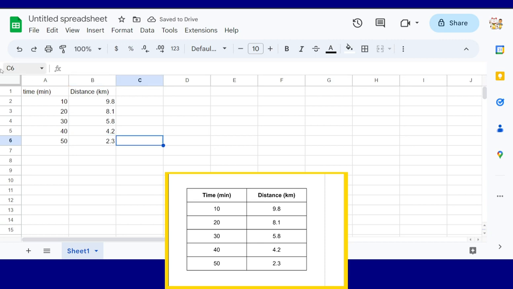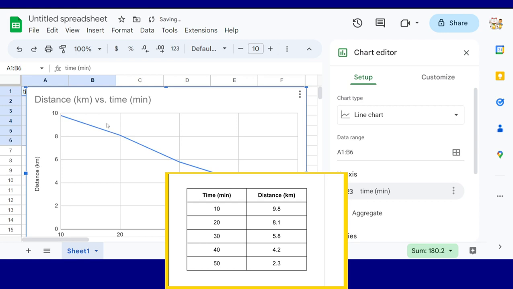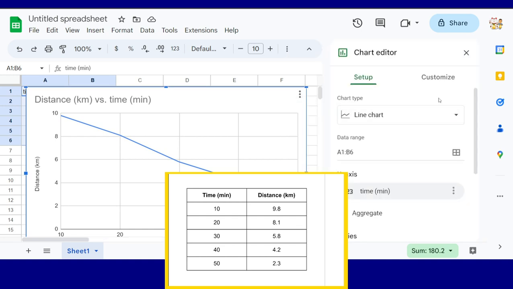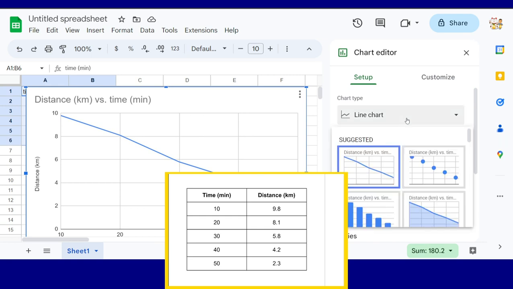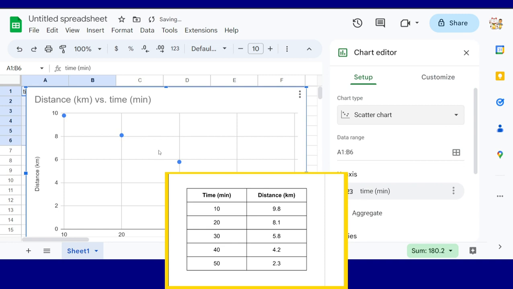So I have my data here. I'm going to highlight my data. I'm going to click Insert and Chart. Now in this case, it created a line graph. I don't want a line graph, so it already opened up my chart editor over here. If for some reason that disappears, you can always click on the three dots, go Edit Chart, and it comes back up. So we're going to change our chart type. We want a scatter chart. We can see it here. If we need to, we can scroll down as well to scatter chart. And we're going to have our scatter plot.